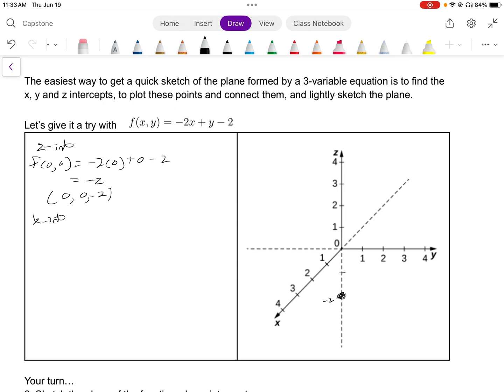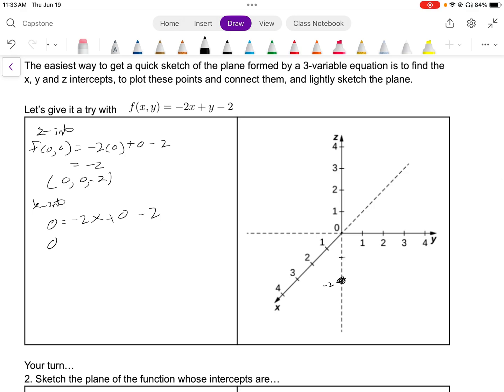Now, x-intercept. This is going to be when z is 0, and we want to know what x is when y is also 0. So here we're going to end up with 0 equals negative 2x minus 2. Solving for x, we have 2 equals negative 2x. Divide by negative 2. We have negative 1 equals x. Now this gives us the point negative 1, 0, 0. So that's negative 1 and 0 and 0 right there.